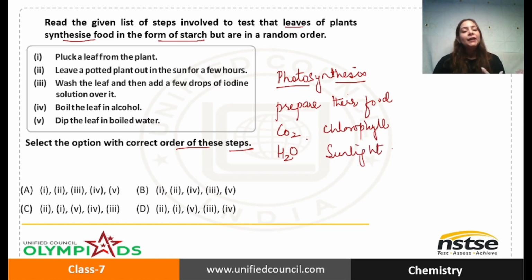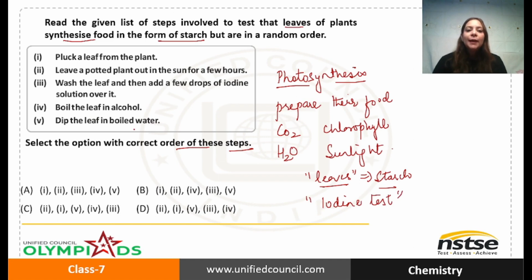The part of the plant which is involved in photosynthesis is mainly the leaves. Now when leaves make their food, the food is present in them in the form of starch. In order to test whether starch is present, or how to test that leaves are actually involved in synthesizing food, we do the iodine test. So here a few steps are given of the iodine test. We need to put them in order.